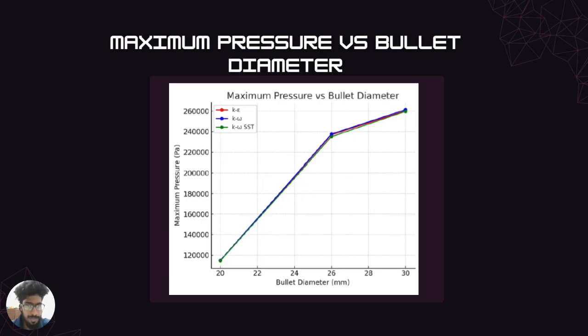Same goes for the maximum pressure versus bullet diameter graph. This graph shows an increasing trend of maximum pressure as the bullet diameter increases. Of all three turbulence models, the K omega SST model shows a more stable and accurate prediction of maximum pressure.